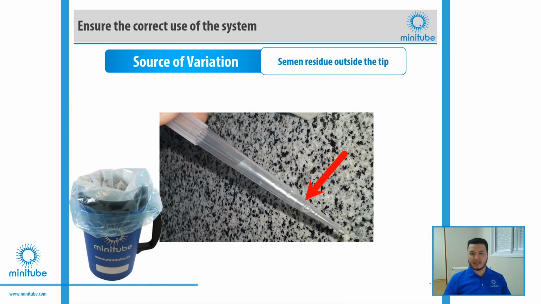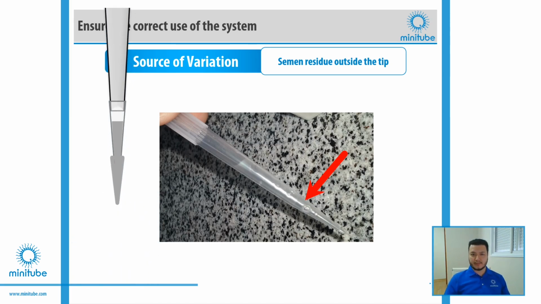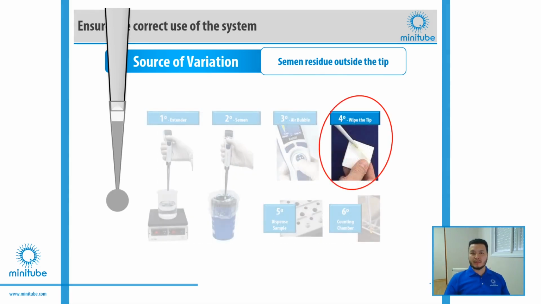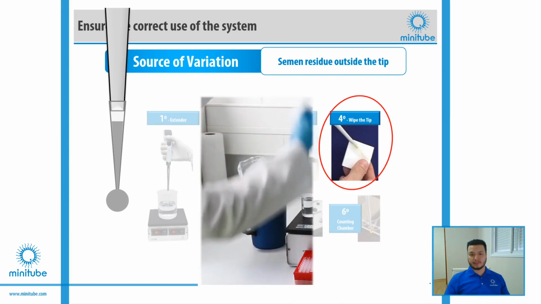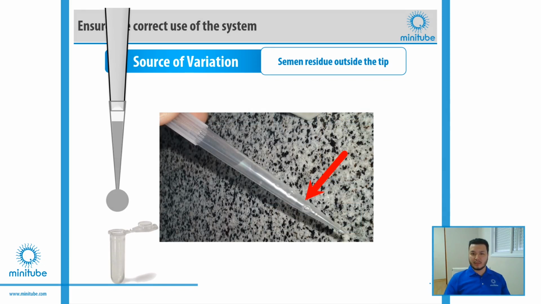Semen residue outside the tip. When immersing the tip in the ejaculate to get the sample, you will automatically have semen residues outside the tip. As we are always working in a vertical position, this semen residue tends to accumulate at the tip end. That's why we recommend to wipe the tip as talked about before. If that goes along with the sample, it can cause a significant variation in the results.